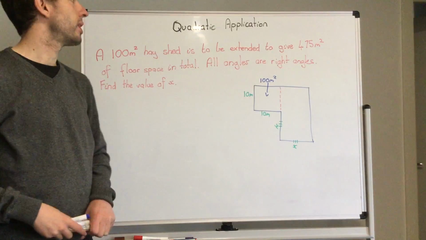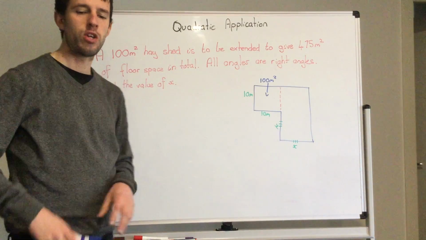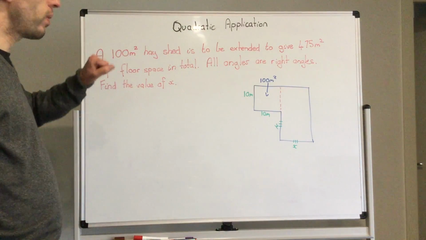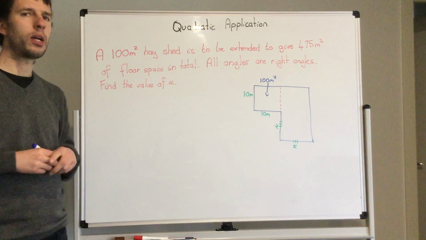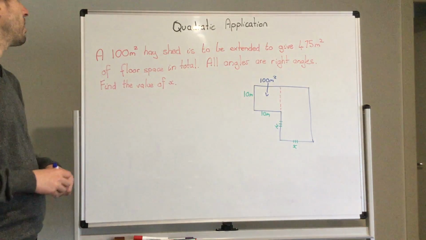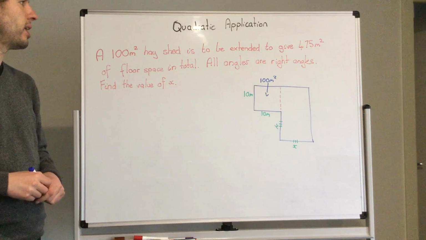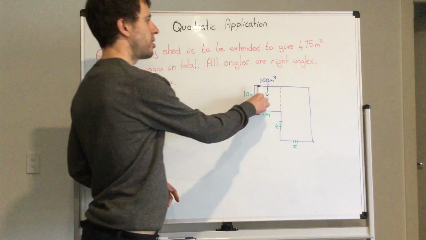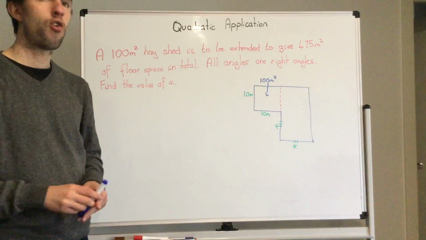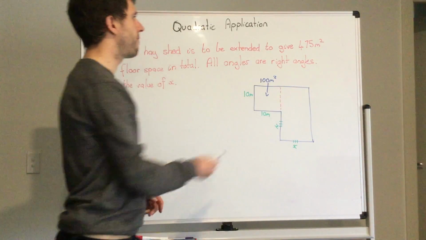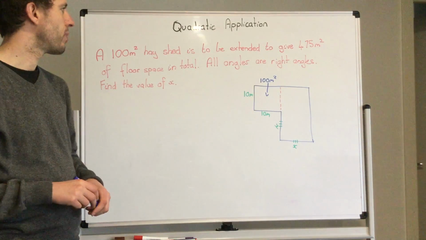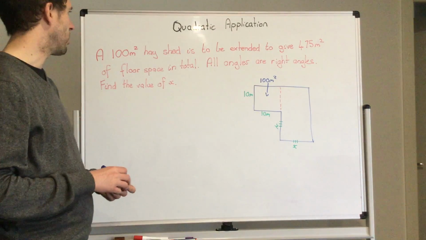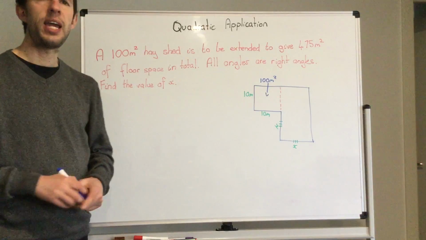So we are going to be looking at quadratics with application based. So we've got a worded question here. We'll start off by reading through it and going from there. A 100 meter squared hay shed is to be extended, so this is the hay shed, to give 475 meters squared of floor space in total. All angles are right angles. Find the value of x.